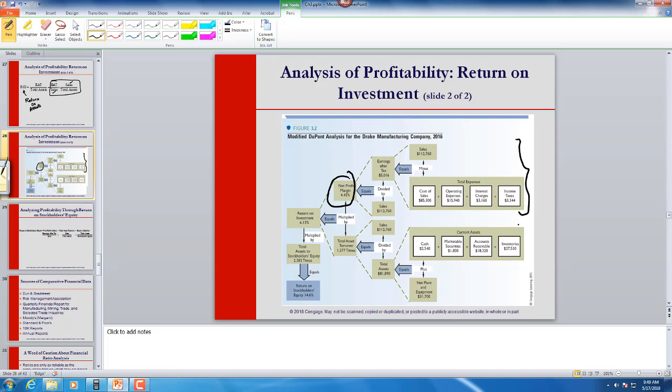Here you look at your asset management. Current assets, fixed assets, we count total assets. Sales divided by total assets, so this is the turnover ratio, how well you're using your assets. That becomes total asset turnover. You multiply net profit margin by total asset turnover, you get return on assets. And you multiply that with total assets to shareholders' equity, you get return on shareholders' equity.